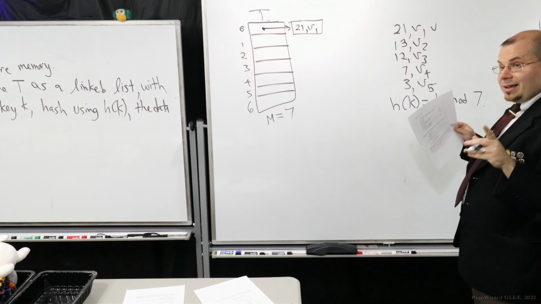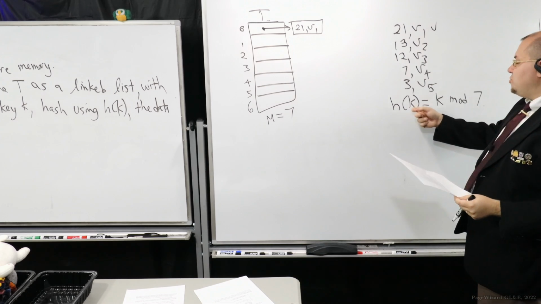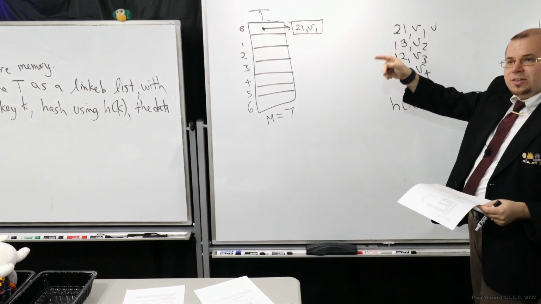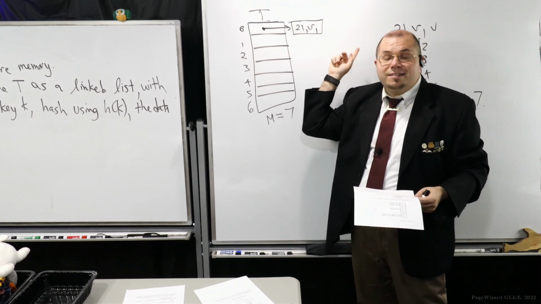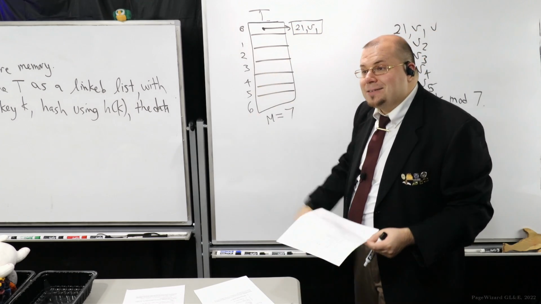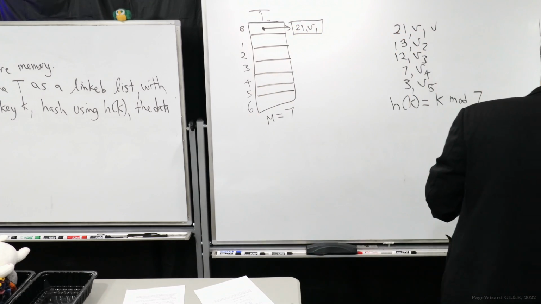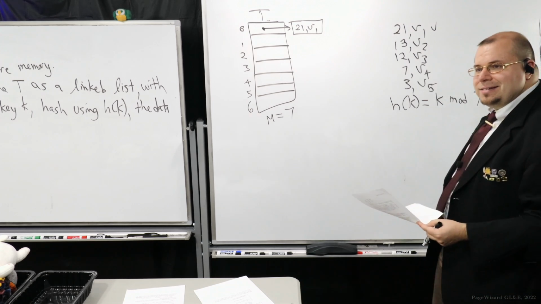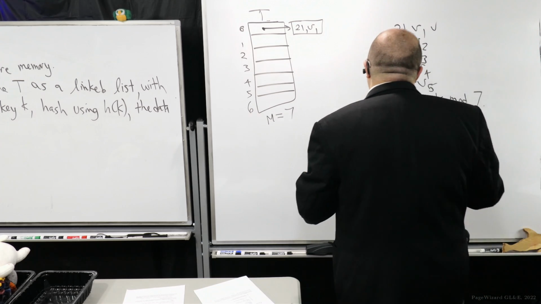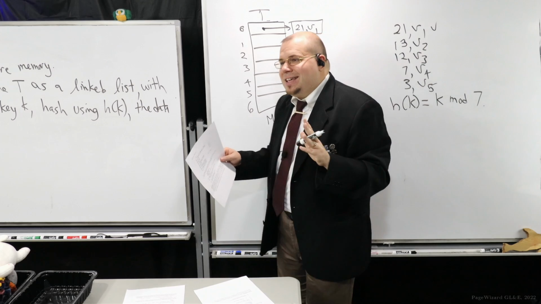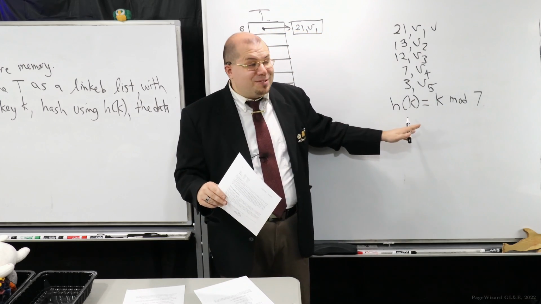If I want to access 21, all I have to do is put 21 in here. It tells me to go to position 0, and I will just traverse this linked list until I see 21 as a key. If it exists, it will be in this list. If it doesn't exist, it will not be in this list. Why? Because if it was in fact that key, the hash function would have given me that position, right?